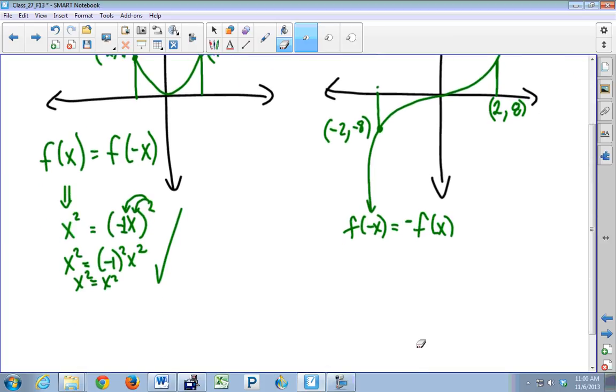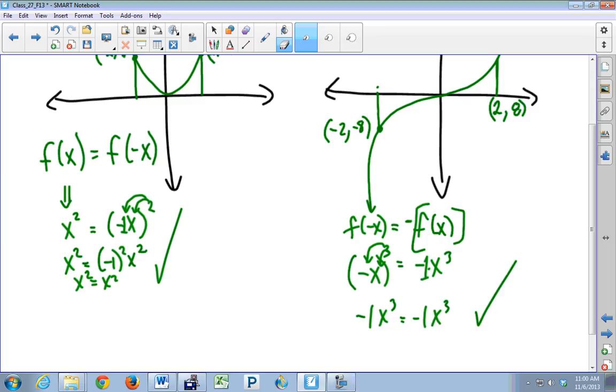So let's see how this would work with our cubic function. Our cubic function f of x is x cubed. When I put a dash out in front, it looks like -1 times x cubed. Now let me evaluate my cubic function. I input the opposite of x. You know that when you cube each one of those factors, you get -1 times x cubed. That's how you prove something has symmetry about the origin, odd symmetry.